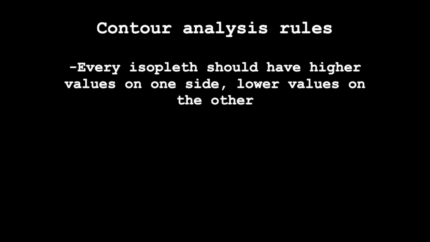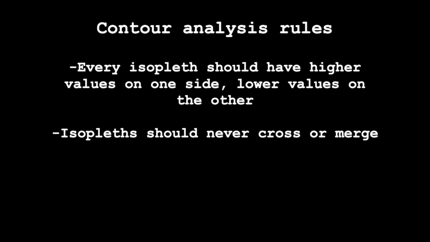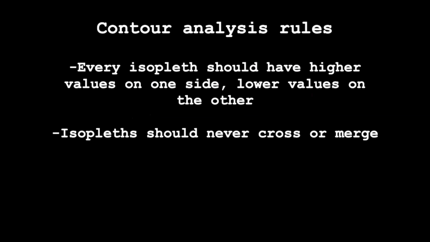In the same vein, isopleths should never cross or merge. So if you see isopleths making an X shape or a Y shape or a T shape, that is no good because that would mean that we have two different values at the same point where those isopleths come together. And of course, as we know, the definition of an isopleth is that all values along the isopleth are exactly the same. So that would violate that rule. So if you're doing an analysis and your isopleths cross or merge, you know you've done something wrong.